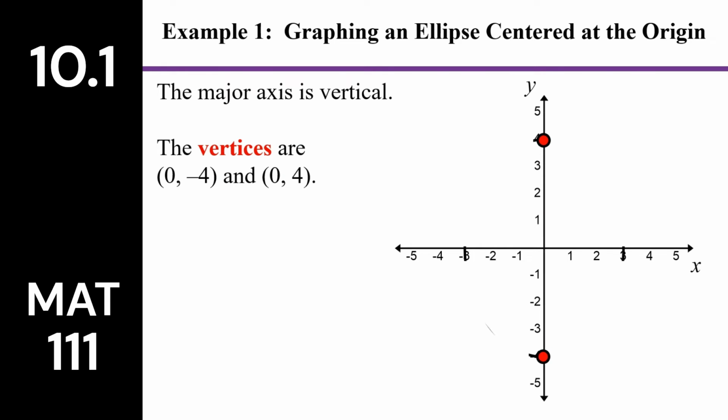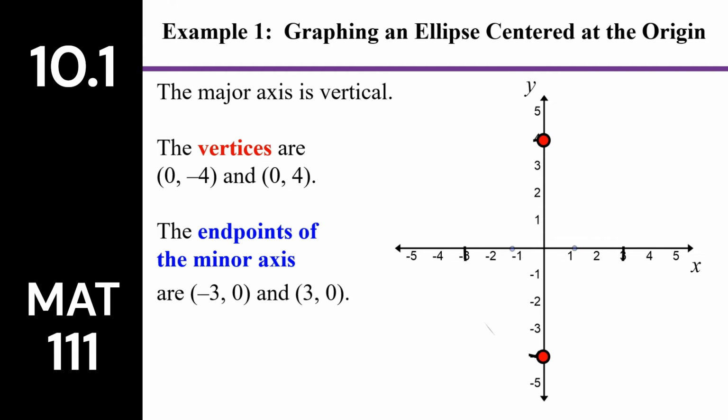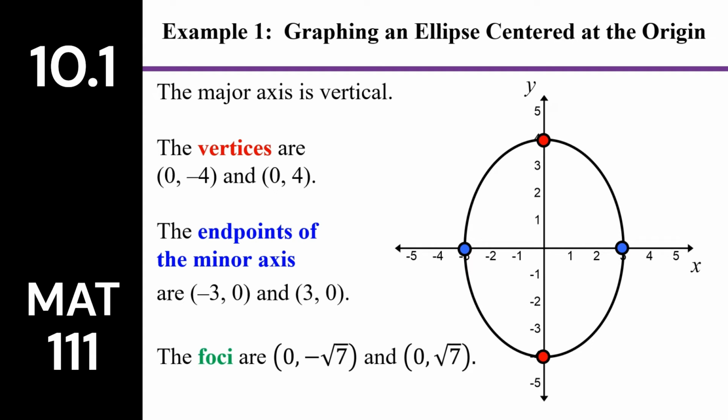Our vertices are up and down 4 units. The endpoints of the minor axis are to the left and to the right 3 units. So we draw our ellipse. Our foci are up and down radical 7, which is approximately 2.6, and that's our graph.